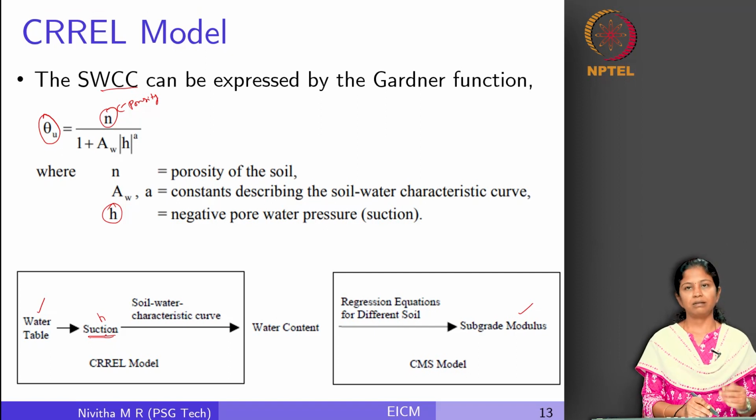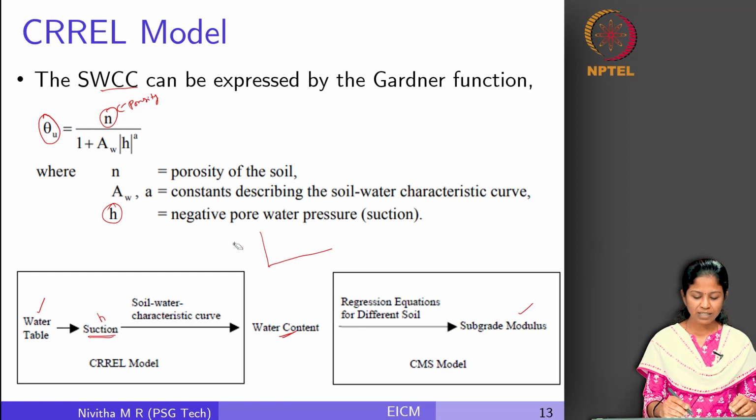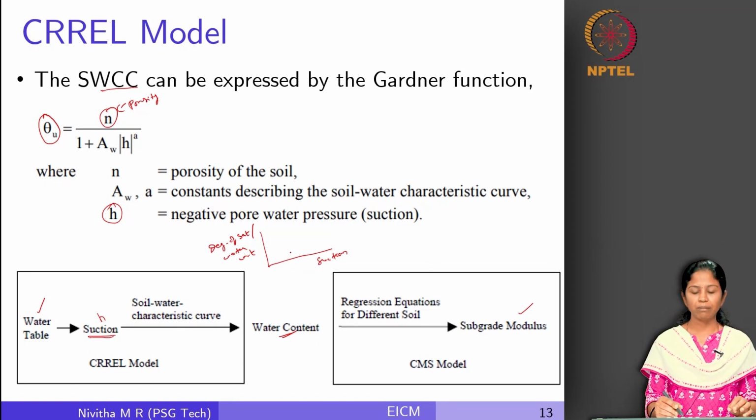This suction is used in the soil water characteristics curve and the appropriate water content is computed. In the previous lecture we have seen this is the degree of saturation, it could be degree of saturation or water content, and then this is suction, right, we called it matric suction. So, for a given suction, what is the degree of saturation in the soil? That we will be able to calculate from this particular curve. So, this soil water characteristics curve is used, and then we get the water content.